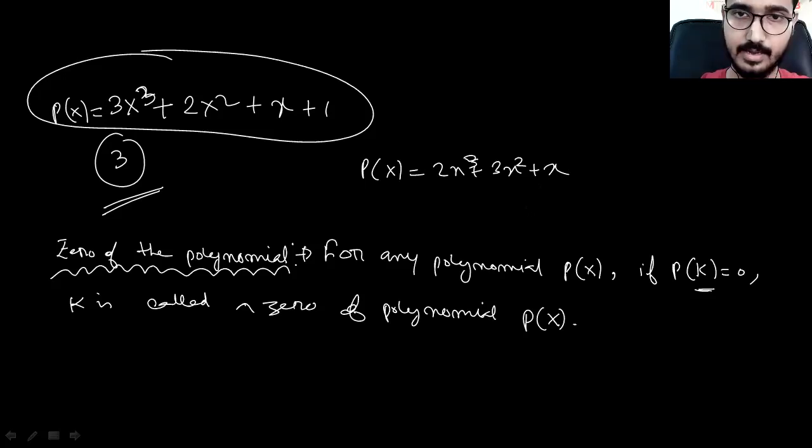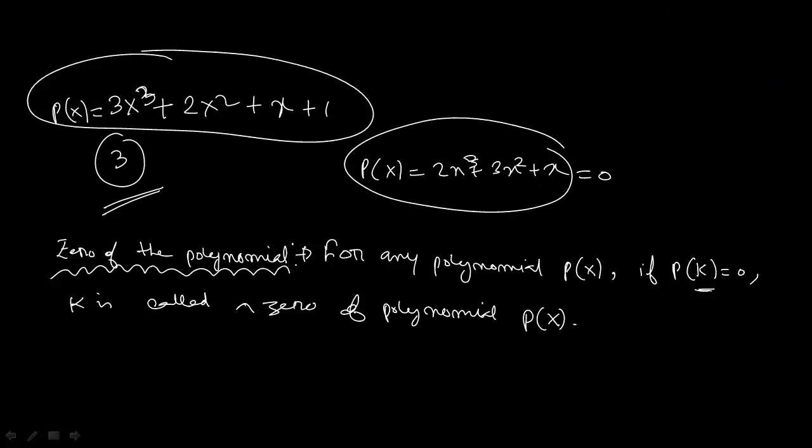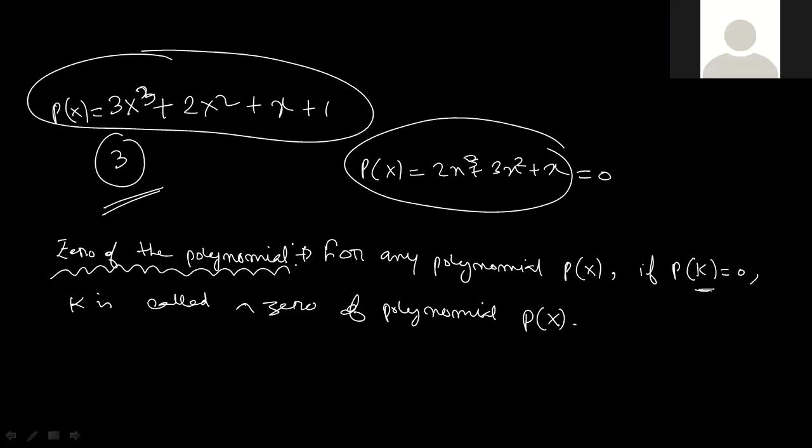And if the value of this polynomial is 0 when you put x equal to k, then k will be the 0 of the polynomial. Clear? Then k will be the 0 of the polynomial. So k is called a 0 of the polynomial p(x).